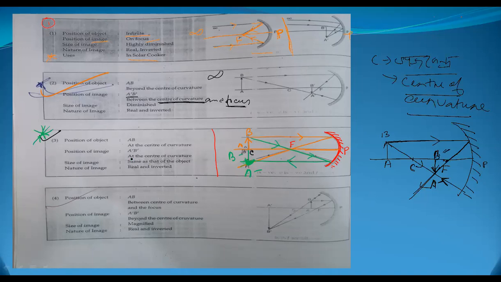Clear? Sir, yes. So now see, the position of the image is at the center of curvature, and the size of the image is the same as that of the object. And the nature, real, and inverted.